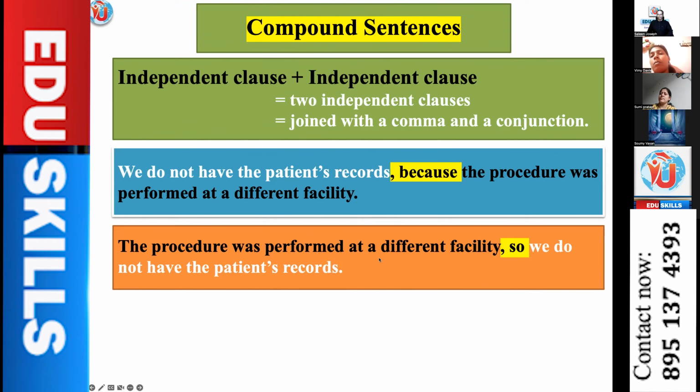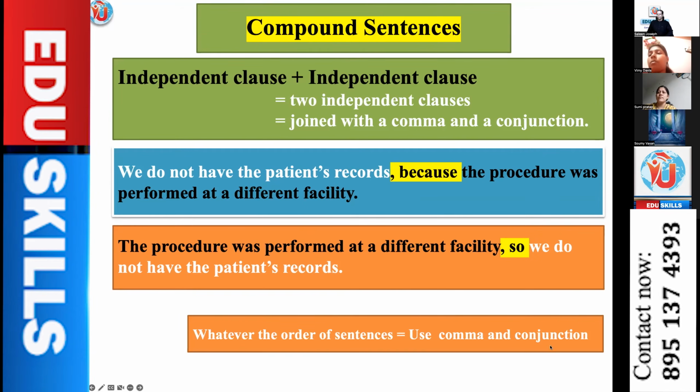Okay, the procedure was performed. You see, we are changing the order of the sentence. We are going to begin with the second independent clause: the procedure was performed at a different facility, comma, so we do not have the patient's records. We have added the conjunction. So here we have added "because"; earlier we added "and". Whatever the order of sentences, use a comma and a conjunction.